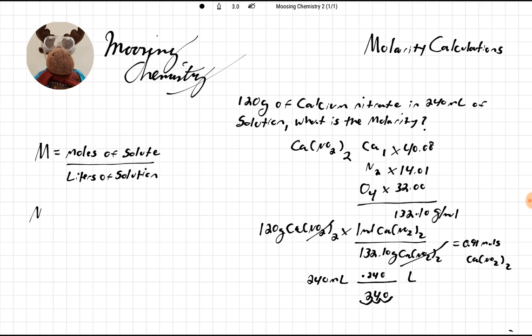Now I can solve my problem. So I come over here and I go molarity equals moles of solute over liters of solution. I'm going to plug in 0.91 moles on top, and of course 0.240 liters on the bottom. I take my calculator and I get this to be 3.79 molarity. Cool.